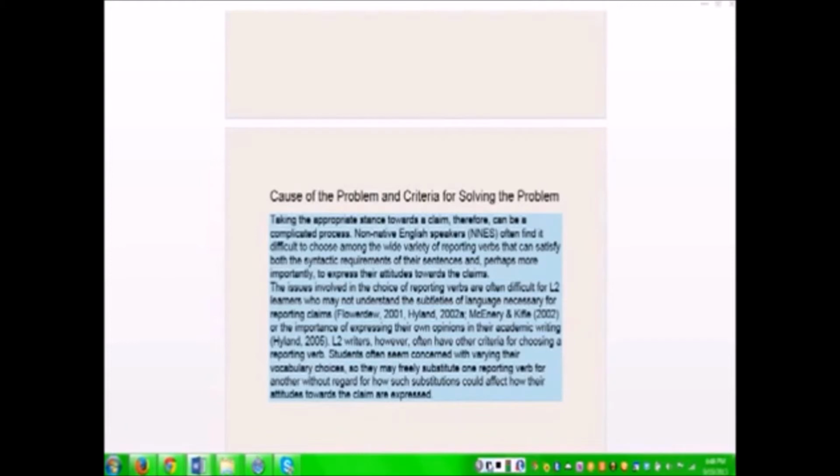So you can begin to see, hopefully, although I'm not explicitly stating it, where I'm going to go in this paper. If they have trouble, there are too many varieties, maybe as a teacher I have to cut down on the number of varieties. And if they don't understand the subtleties of language, maybe I need a way of explaining to them what are the differences between reporting verbs. And maybe I need to show them what criteria people are using for reporting verbs.